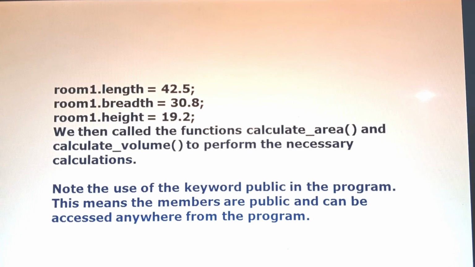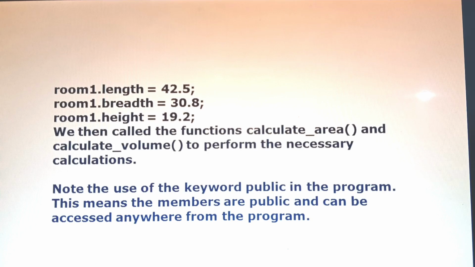See, by the help of objects we give the value for length and breadth and height. Okay. We initialize the value for length and breadth with the object name and dot operator. Then we called the functions calculate area and calculate volume. Why? To perform the necessary calculations. Got the idea how to write the programs to find area of the room and volume of the room.